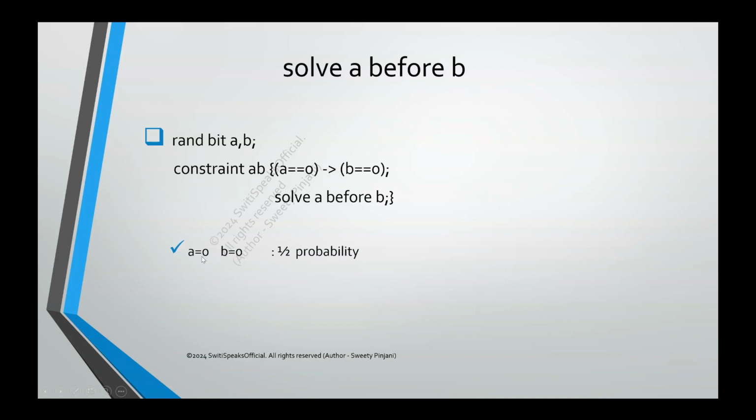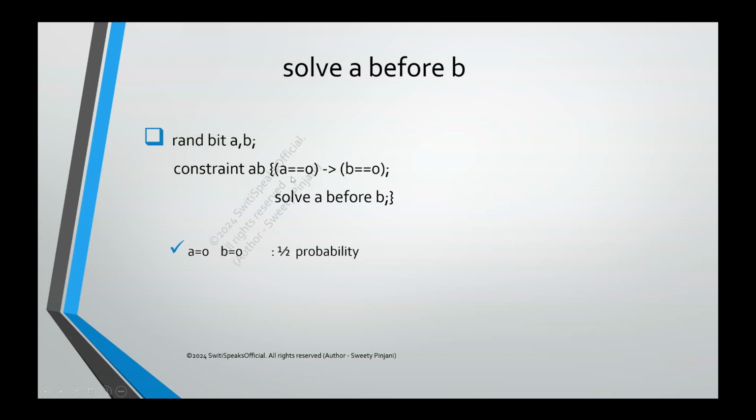A equal to 0 will have probability of half. Now, when A equal to 0, B can take value only 0. B can't take value of 1. That is why the entire probability half for A equal to 0 is for this solution only. Whenever A equal to 0, B is also equal to 0. The probability of generating A equal to 0 and B equal to 1 is 0, because whenever A equal to 0, B can be only 0. B cannot be equal to 1. That is why A equal to 0, B equal to 0 is getting half probability.